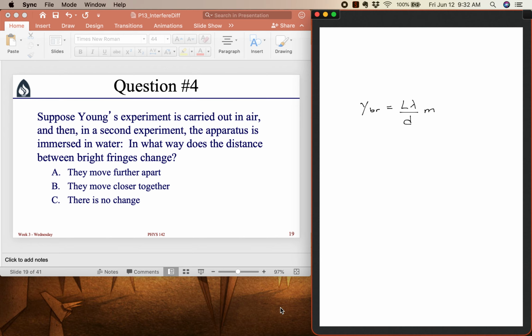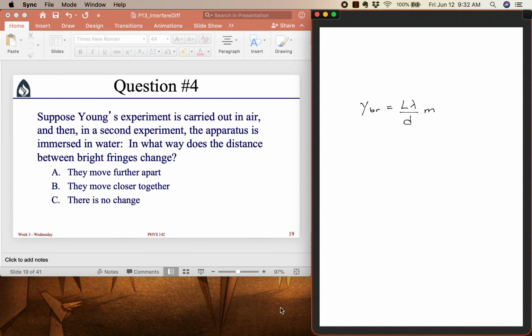And the m values, m equals 0 is still going to be the center of the pattern, and then m equals 1 and minus 1 give us the bright spots on either side. But there is one thing that is going to change, and that's the wavelength of the light. We know that when we have a different index of refraction material, the wavelength of the light in that material changes. So if we immerse everything in water, we would expect the wavelength to change.